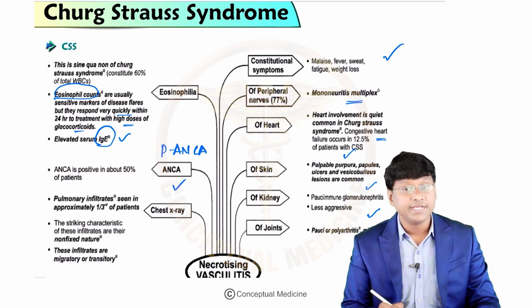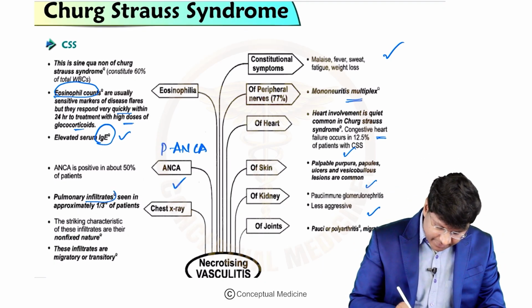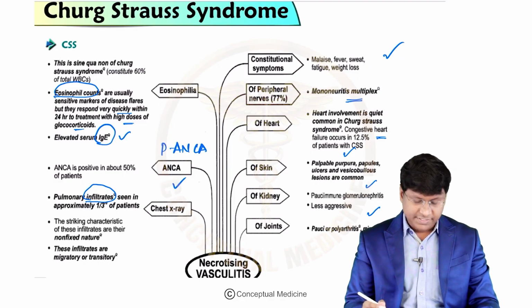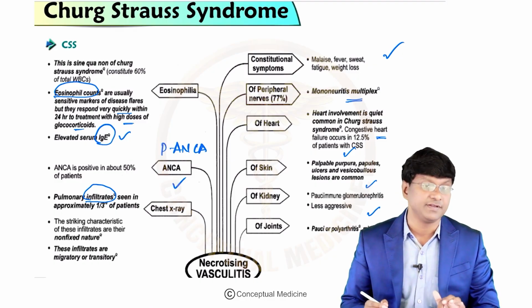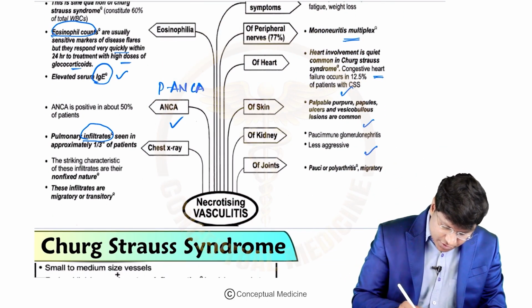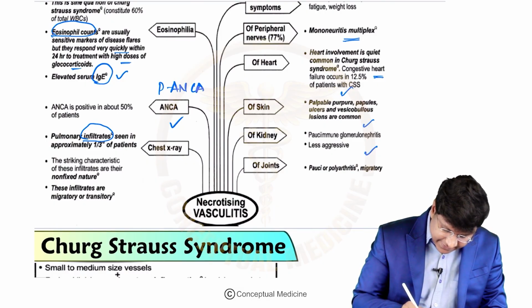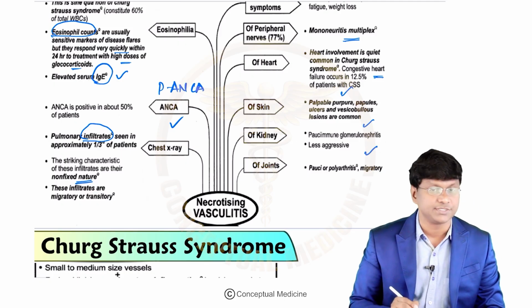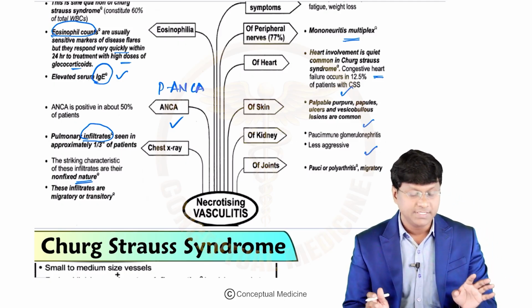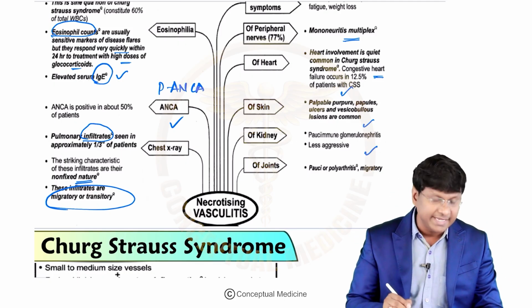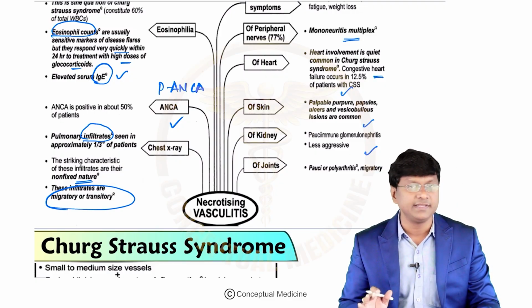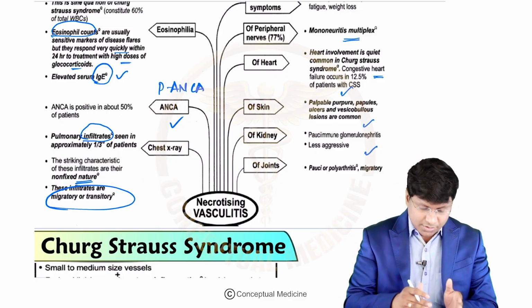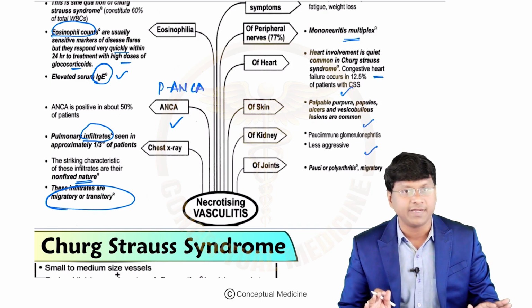And the chest x-ray will show you the presence of pulmonary infiltrates. The striking character of these infiltrates is their non-fixed nature. They are not fixed. These infiltrates are migratory or transitory in the chest x-ray. So this is about how you have to diagnose.